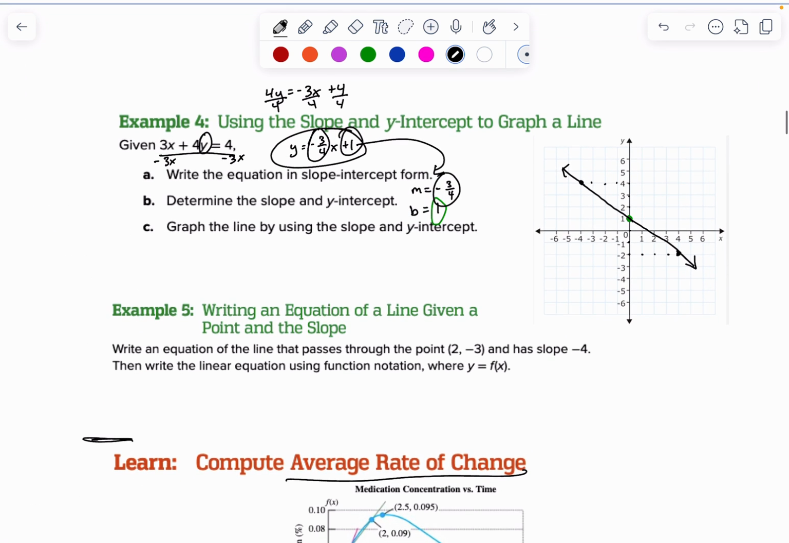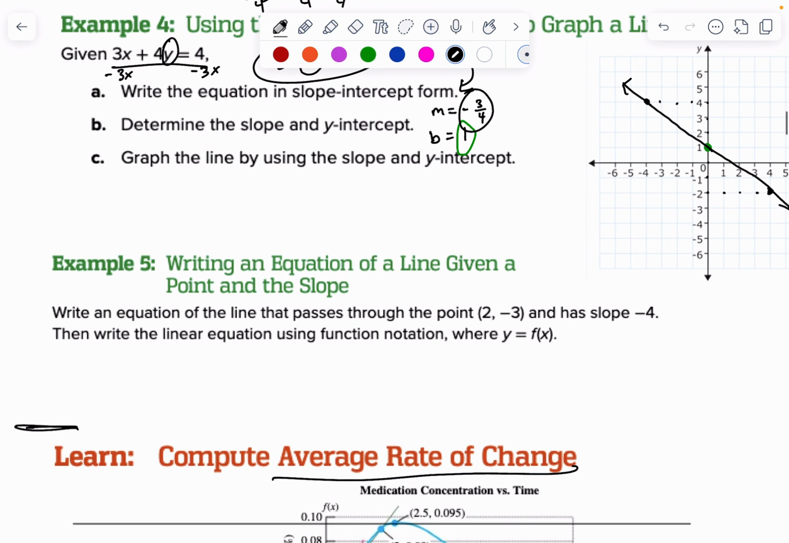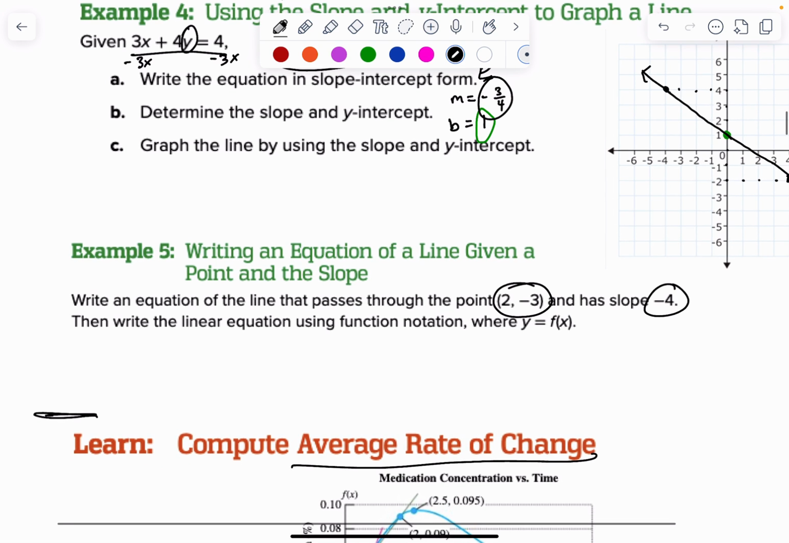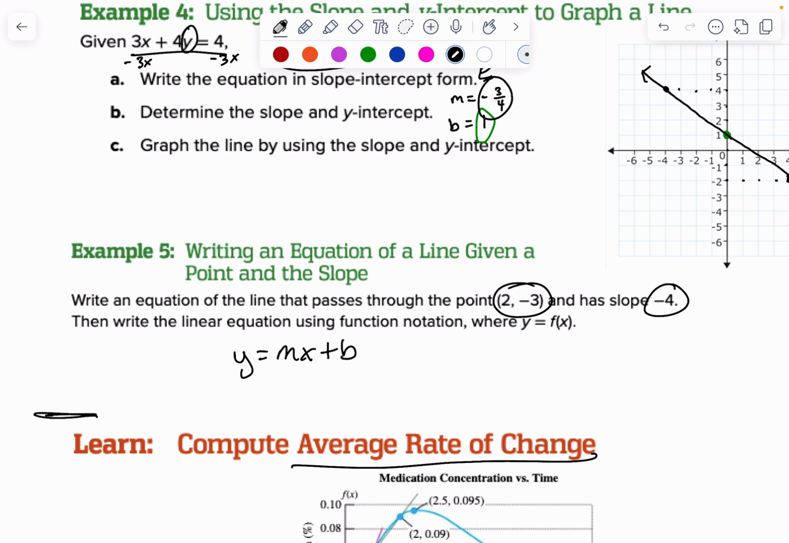All right, last one. Example 5, writing an equation of a line. Ooh, I like this one. Write the equation of a line that passes through the point (2, -3) and has a slope of -4. All right, here we go. y = mx + b. You guys know how to do this. Calc kids, we're doing this to find the slope of a tangent line, right? And then we're writing the equation of a tangent line. You know what you're doing here.